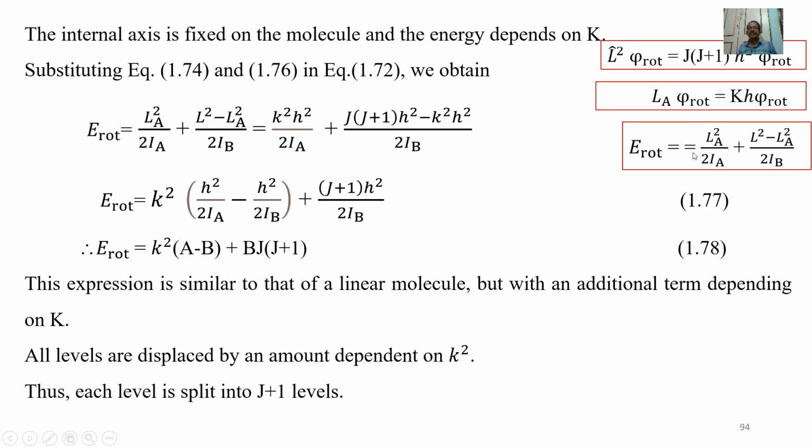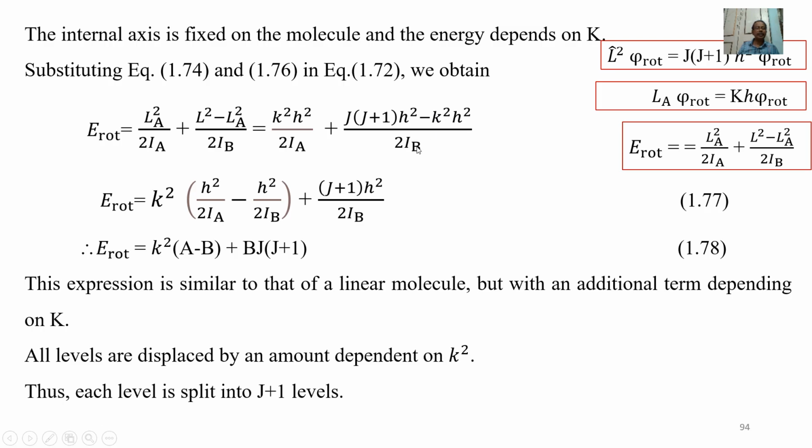So we have E rotation, which is equal to L_a squared by 2I_a plus L squared minus L_a squared divided by 2I_b. Instead of this, you can substitute k squared h bar squared divided by 2I_a. And L squared minus L_a squared can be written as j times j plus 1 h bar squared minus k squared h bar squared divided by 2I_b, taking k squared common out.